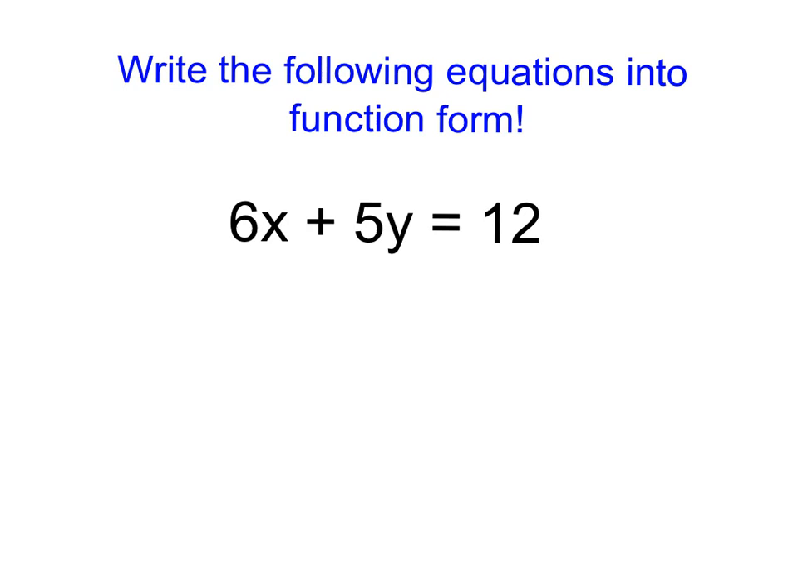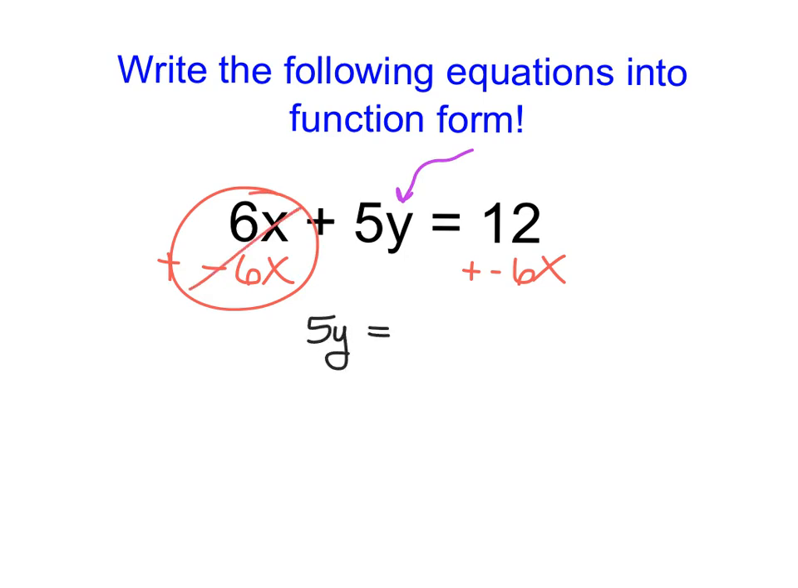And our last example. So here our goal is to get y alone still. So remember that we need to start by getting the x term to the other side of the equation. So we're going to subtract 6x or add a negative 6x to each side so that these become 0, and we're left with 5y is equal to 12 plus a negative 6x. We then need to get y alone, and we can see that we are multiplying by 5 here. So in order to get y alone, we're going to divide everything by 5.